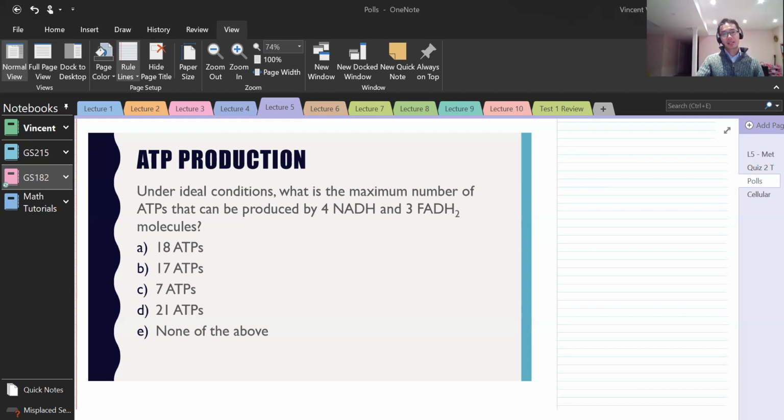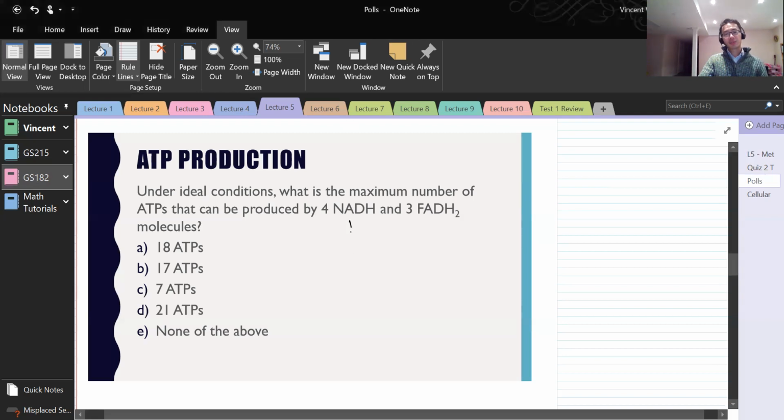There's the result. Let's see how to do this. It's very simple. 4 NADH. Each NADH can produce up to 3, right? So we would times 3. 4 times 3 is 12. And FADH2 times 2. 3 times 2 is 6. 6 plus 12 is 18. So the answer is 18.